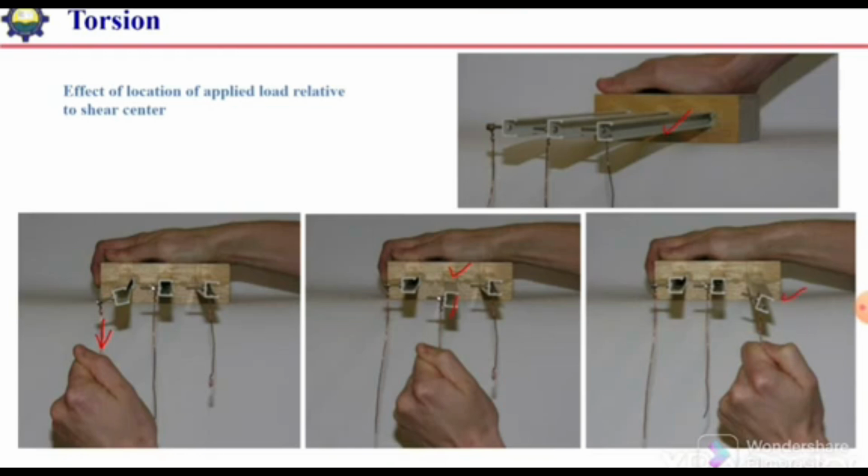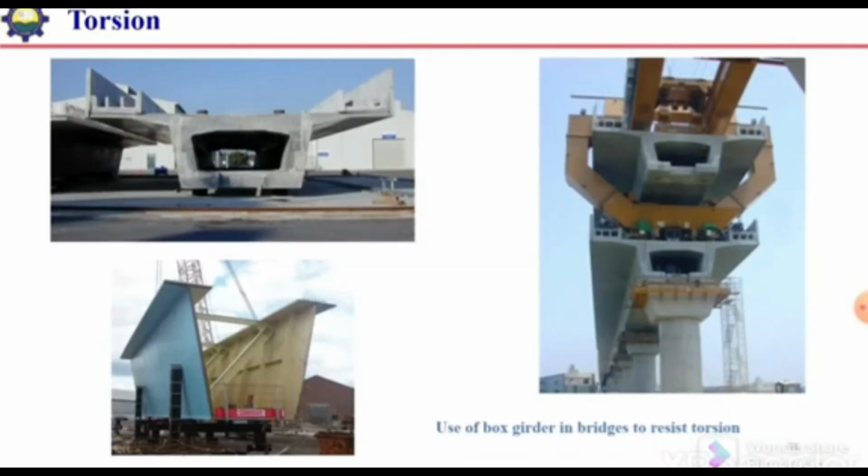So if we want to avoid torsion in the section, we need to apply the load at the shear center. That is why when we design the purlin in case of truss roof system, we use Z section, because here the load will pass through the shear center of this section. But if we use C section, the load will pass from here, which is away from the shear center, so in that case there will be twisting in the member. So here we have a practical application of this concept.